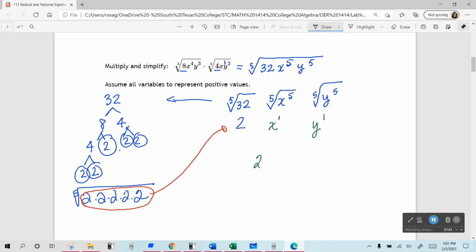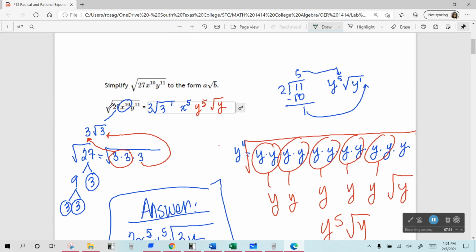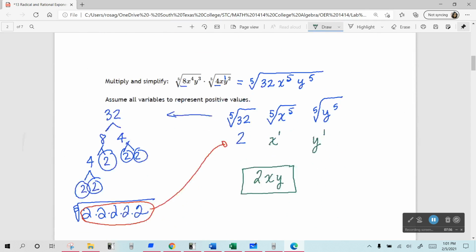Now, when you write the answer, don't write the ones. Just write like this. Because it's the 5th root. Now, the only one where you're not going to see a little number outside the root is the square. The square doesn't have a little number, so it's always a 2. Otherwise, they will give you a number.